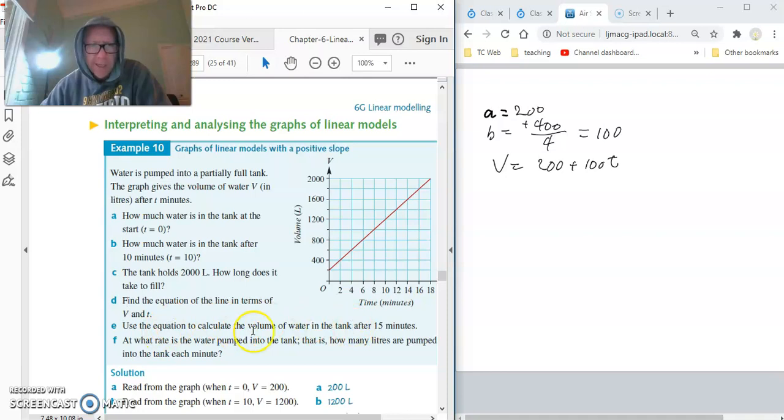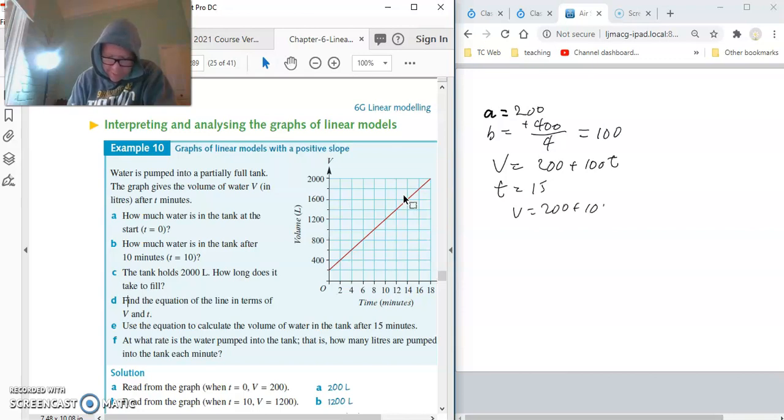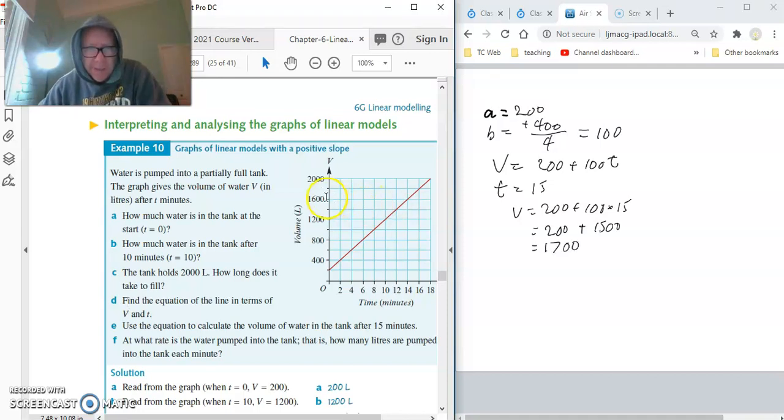Use the equation to calculate the water after 15 minutes. So if we looked here at 15 minutes, it's halfway between there. We'd expect it to work out at 1700. So let's see what happens. So T equals 15. So V equals 200 plus 100 times 15. Okay, 1700, and that matches what we expected to see here if we drew our line along there.